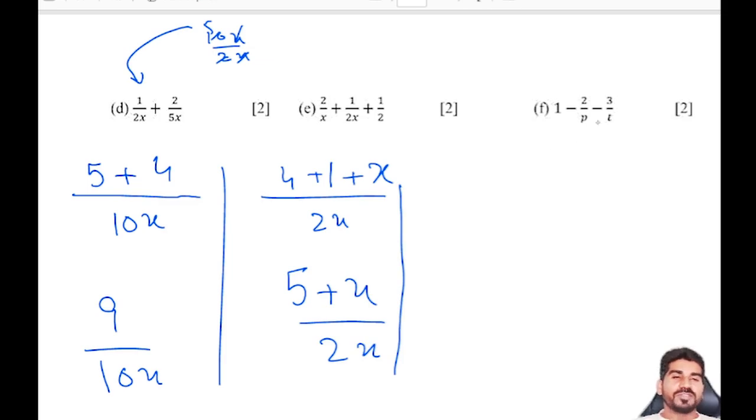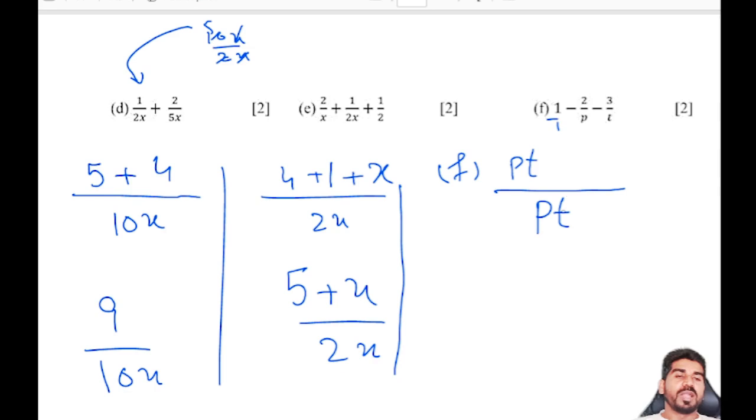Okay, next is part F. Again, you can see there are p and t. So what is the LCM? The LCM will be pt. Now what we can do, there will be 1 here. So 1 divided by pt, it will be pt. So pt times 1, it will be pt.